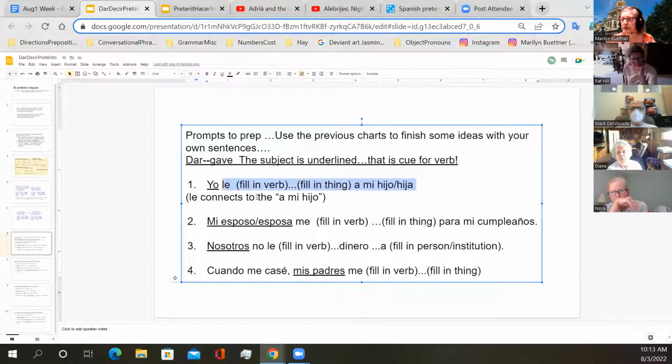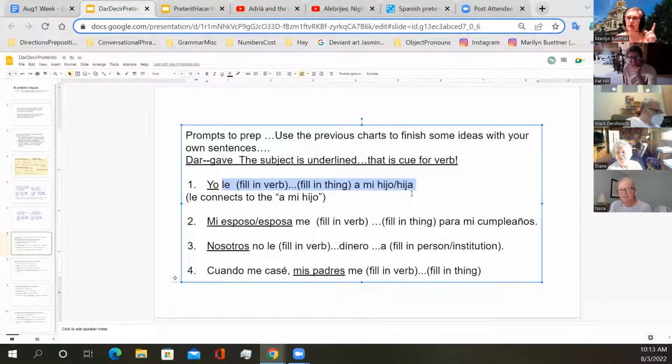It does sound redundant. And in fact, it is redundant. And in fact, that is what happens a lot of the time. So here's what's going to happen. If you've got the a mi hijo, why do I even bother with the le? Exactly. But yes, you do.